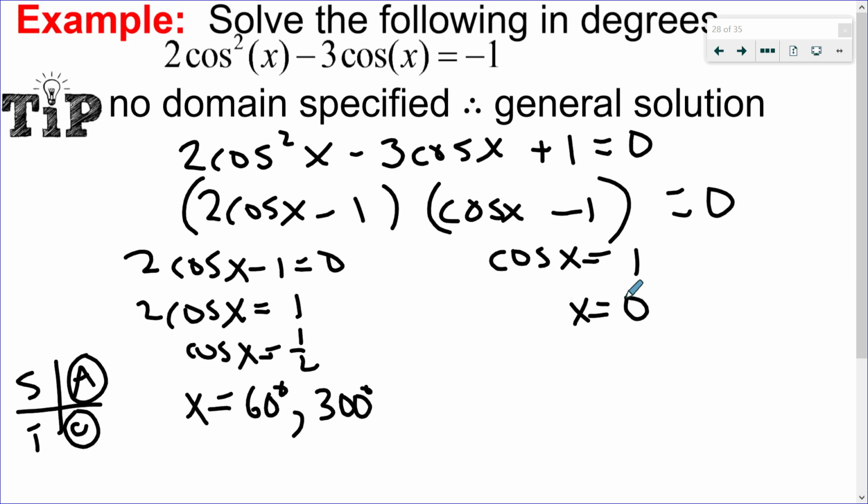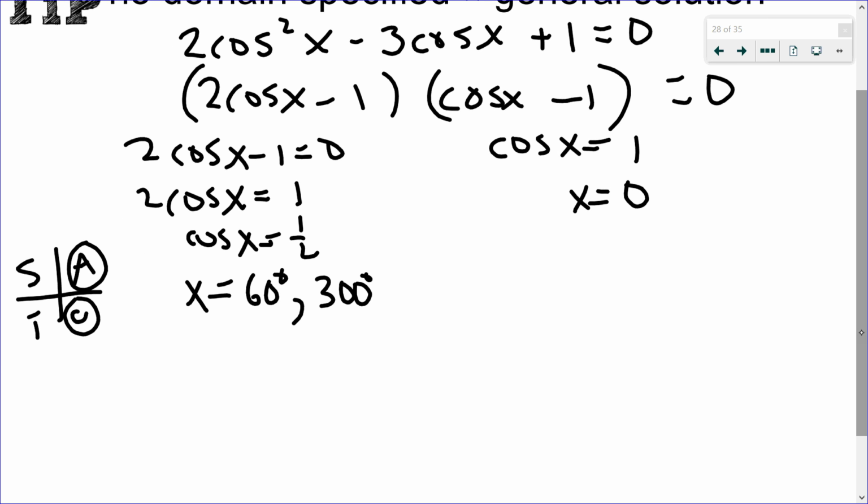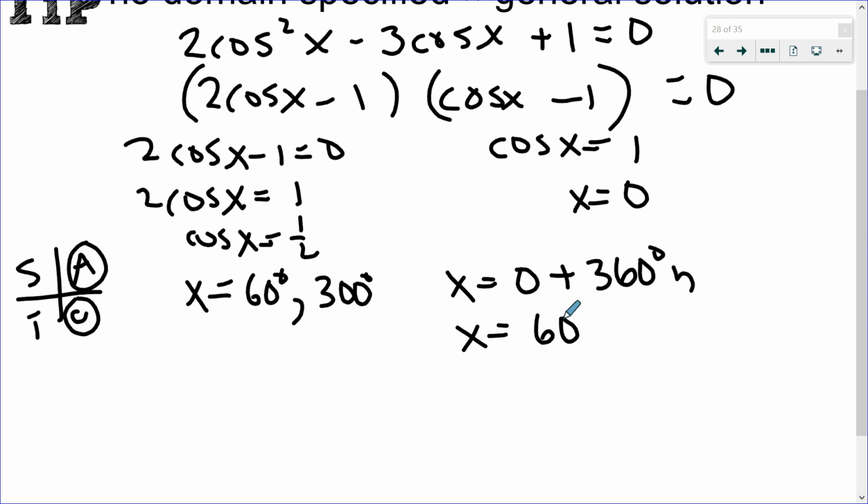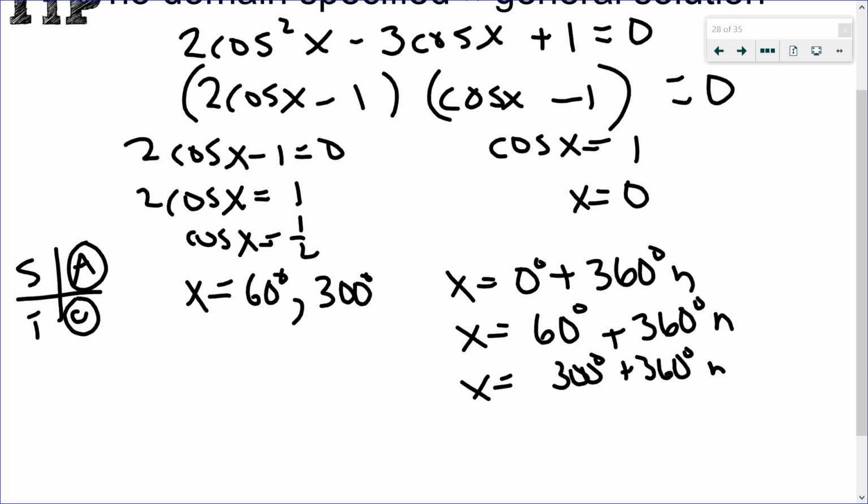Okay, so I have all my solutions, so I want to put them together in a general solution. So x can equal 0 plus multiples of the period. x can equal 60 degrees plus multiples of the period, or x can equal 300 degrees plus multiples of the period. Now, you don't really need 0 plus. You could write this here as just 360n. I'm fine with either, okay? For each of these questions, n is an integer, meaning I can have a positive and negative rotation, clockwise and counterclockwise.